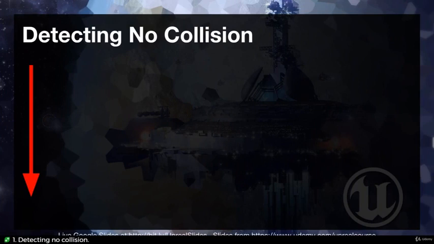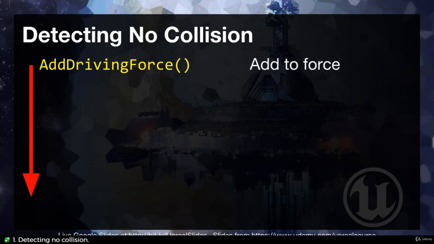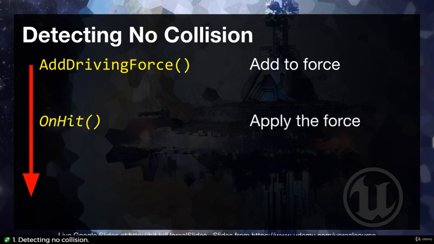So, detecting no collision. This is the arrow of time down here on the left. First of all, we get an add driving force call coming in somewhere near the beginning of the frame, telling us what force we should try and drive through the wheels. That's going to add a force to some force variable that we're going to pick up on later. Then we might get an on-hit event. I put it in italics because we might not get an on-hit event. But if we do get an on-hit event, then we are going to apply that force to the wheel as we're currently doing always when we add a driving force. That's going to apply a force to the wheel, which is then going to be picked up next frame rather than this frame, but hey-ho.